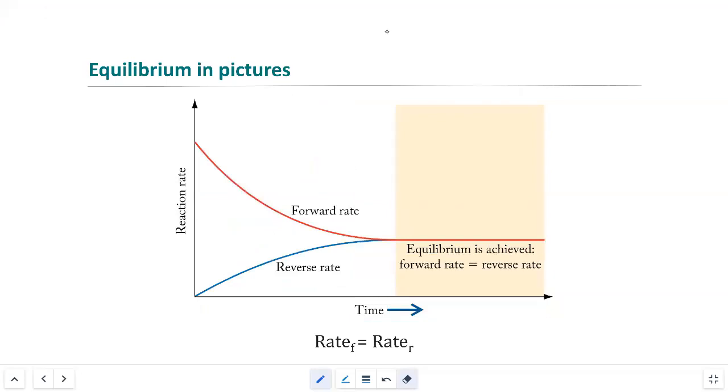Looking at this again from a standpoint of rate, we can monitor the forward rate of reaction and the reverse rate of reaction, understanding that at some point those two roads will converge. And when those two rates converge, that is our equilibrium state. And the forward rate is truly equal to the reverse rate there. Up until that point, we know that that is definitely not the case.